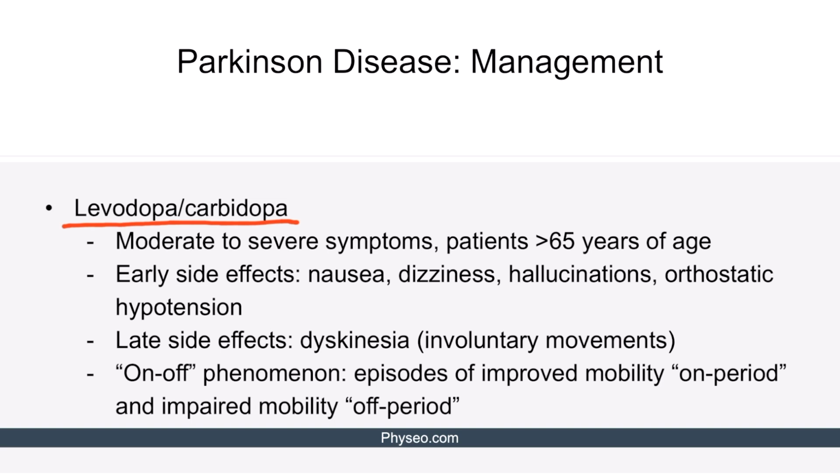Late side effects include dyskinesia, which is involuntary movements. Remember from step 1 that levodopa is associated with on-off phenomenon. The patient complains of episodes of improved mobility on period and impaired mobility off period.